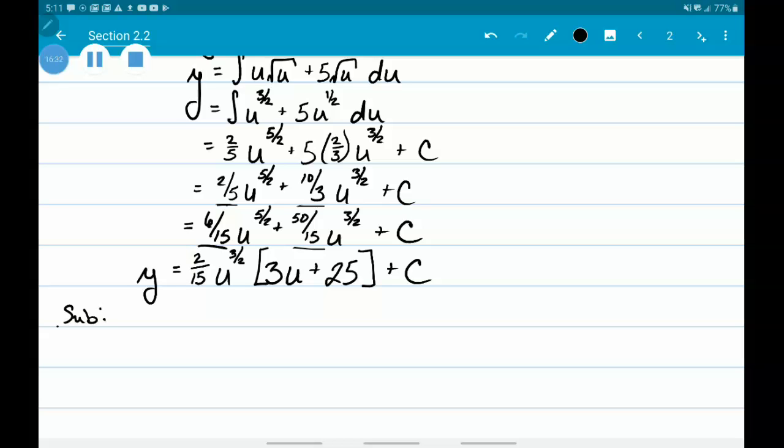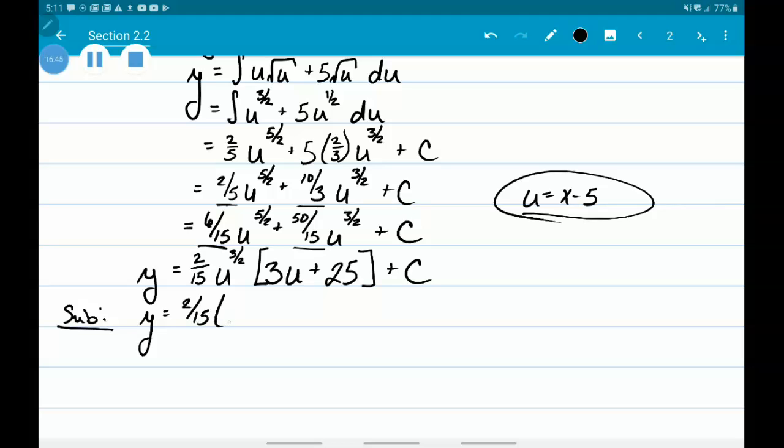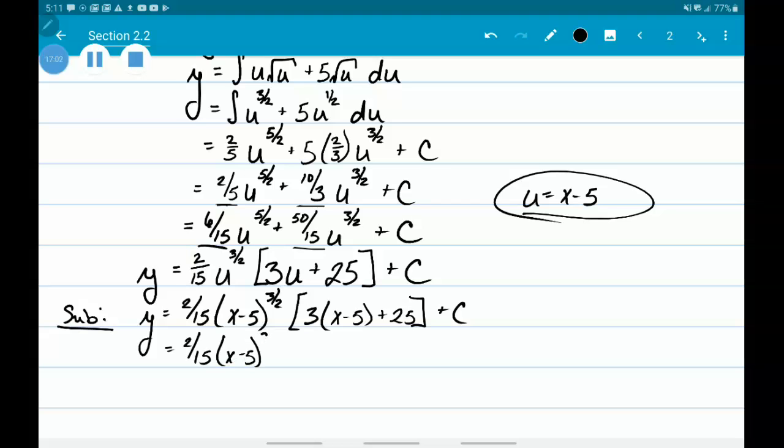So we're going to make that substitution back. Recall we said that u was equal to x minus 5. So let's substitute that in. So y is going to be equal to 2/15 times (x minus 5) to the 3/2 times 3 times u, which is x minus 5, plus 25, plus c. So we're going to have 3x minus 15 plus 25, which is 10, plus c. So there's our final answer.